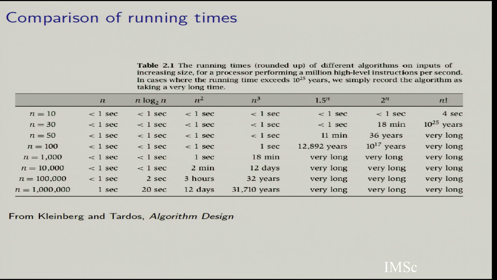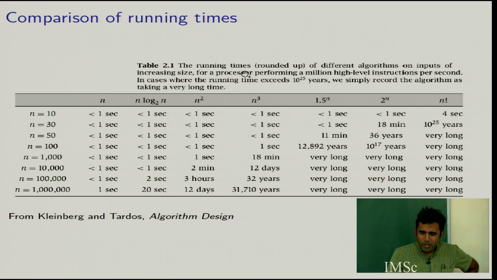So, why is all this important? Supposing this is from Kleinberg and Tardos. Supposing you have running times for different algorithms on a machine performing 1,000,000 instructions per second and you have input sizes of this. If your algorithm is of order n, then you will take about 1 second for input size 1,000,000. N is the lowest number given here. For certain examples you can even have log n running time, but that will be really tiny.